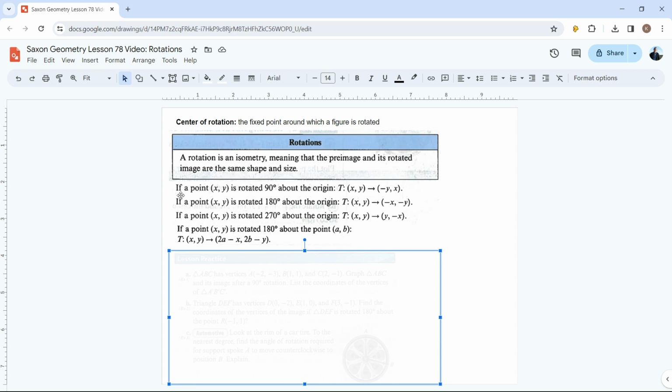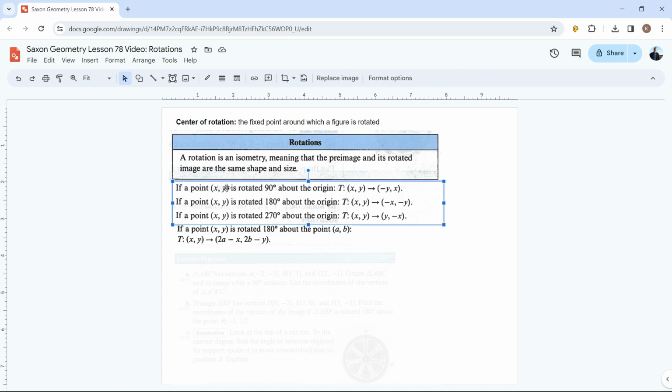And then we have these formulas. If there's a point (x, y) rotated 90 degrees about the origin, notice that these three, about the origin, about the origin, about the origin, only work if you're rotating on the origin of your graph as your center of rotation. For 90 degrees, you just switch the place of y and x and make y negative. For 180 degrees, you just make both x and y negative. For 270 degrees, you switch the place of x and y again, but this time you make x negative.